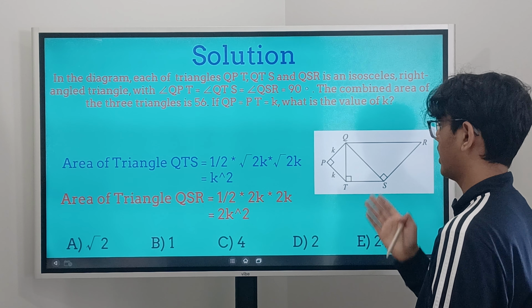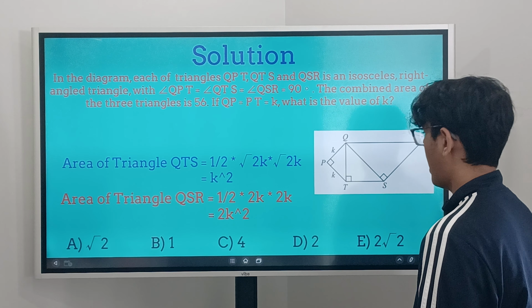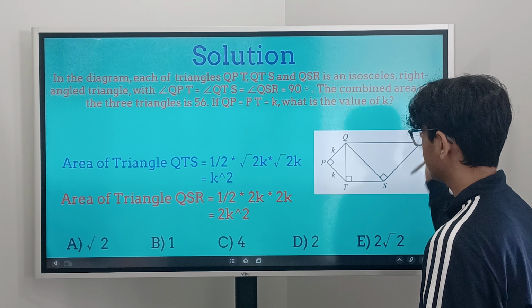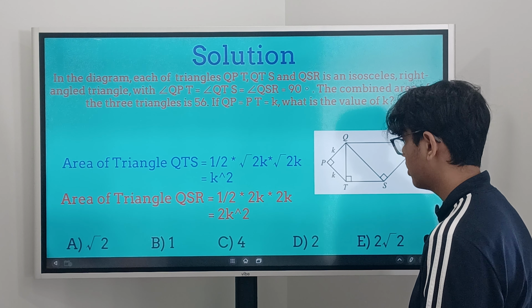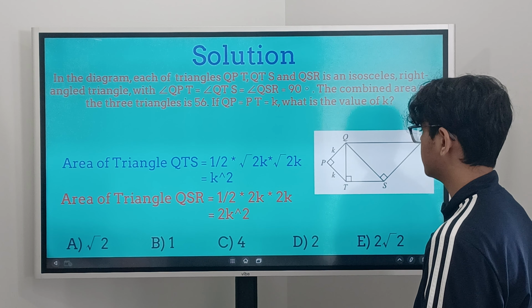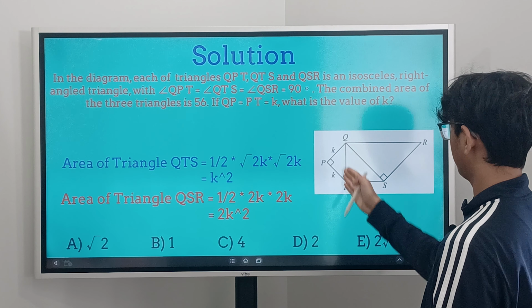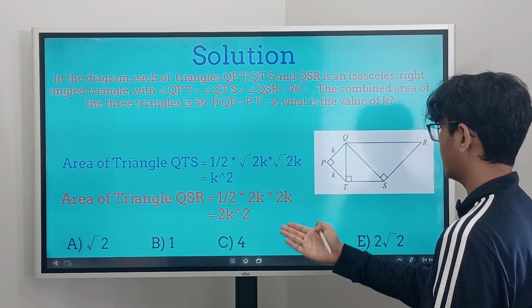And now let's find the area of the triangle QSR, this big triangle here. We're going to do half times base times height again. Our base is equal to 2K, and our height is equal to 2K. So that means the area of the triangle QSR is equal to 2K squared. So we know that the area of this triangle here is K squared, and this triangle is 2K squared.